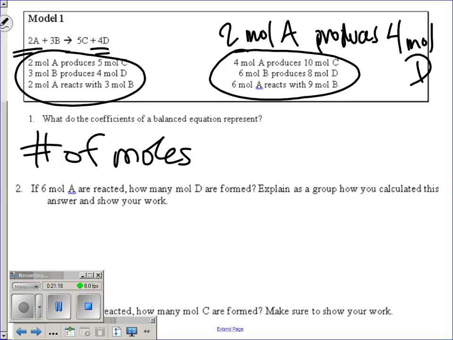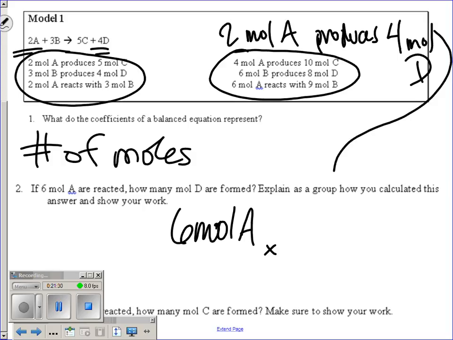So then tell me how you're starting this conversion. What are you starting with on number 2? First you start with the given. You're given, what? You have 6 moles. 6 moles of A. You're using that conversion factor you created. Okay, how am I writing it? So you have to write 4 moles of D on top.